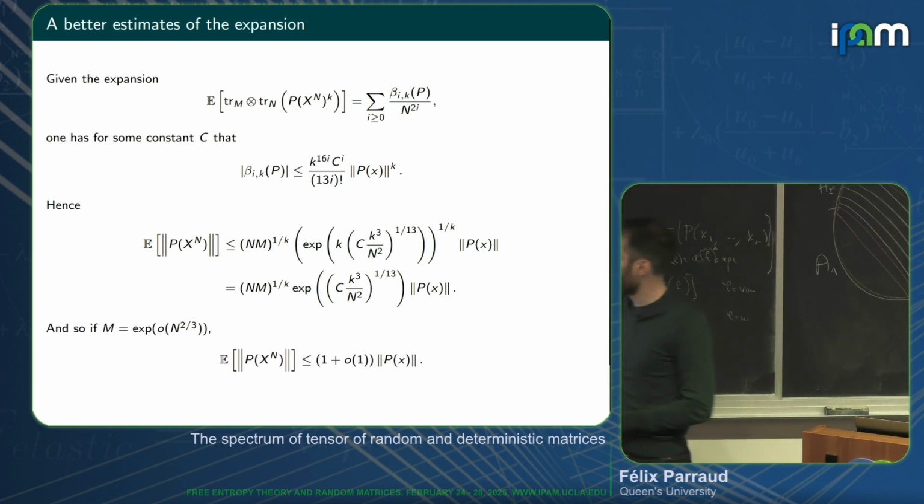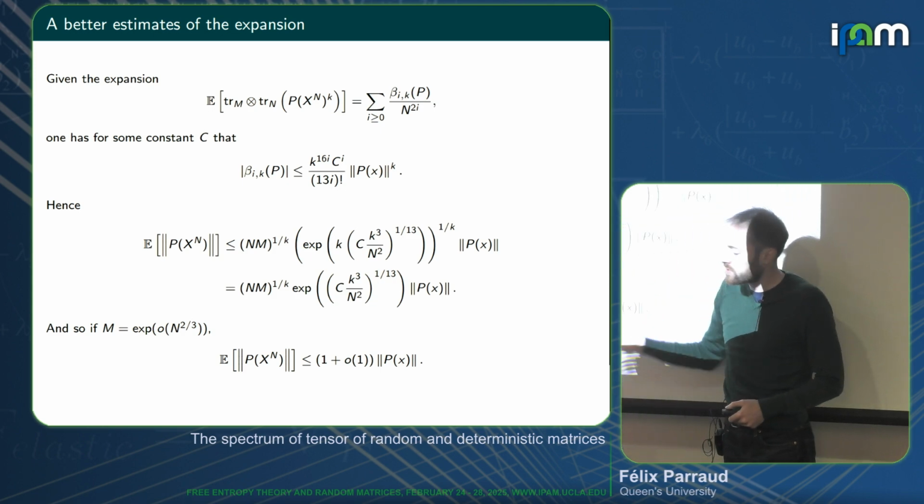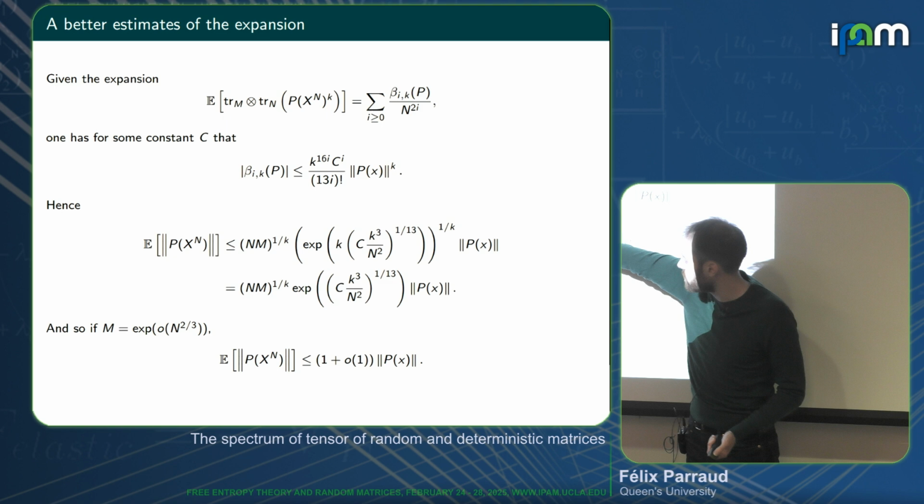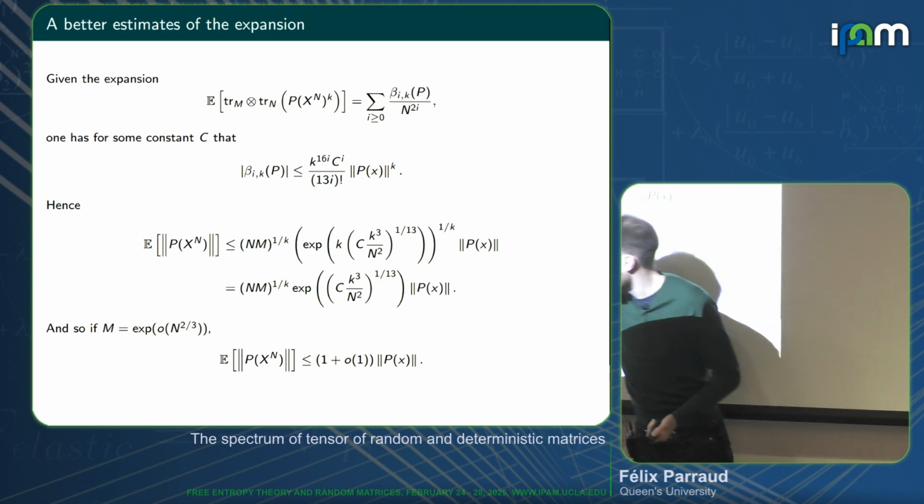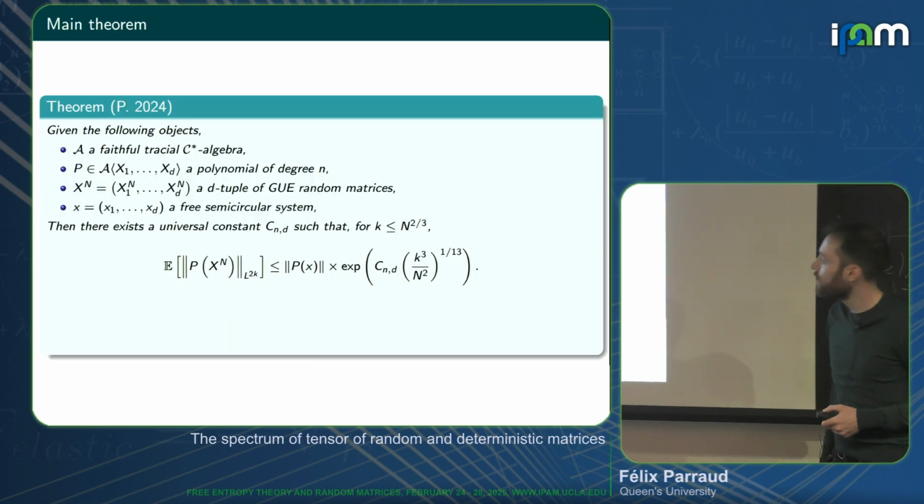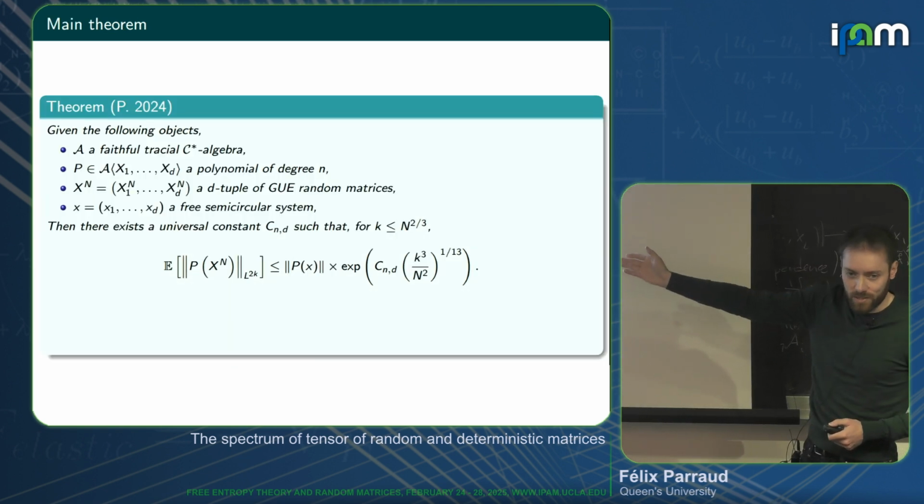And then, once you've got this ratio of k cubed over n squared, that means that you can take k to be of order little o of n to the third, and that will still be small. And then you can take m of this form, exponential of n to the third. And so finally, we get the following, basically.